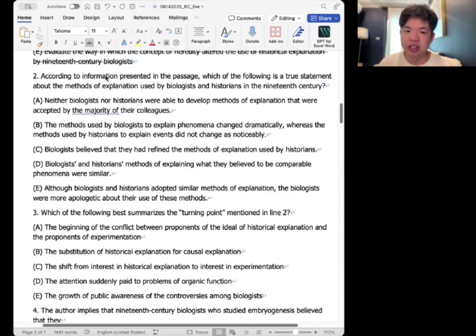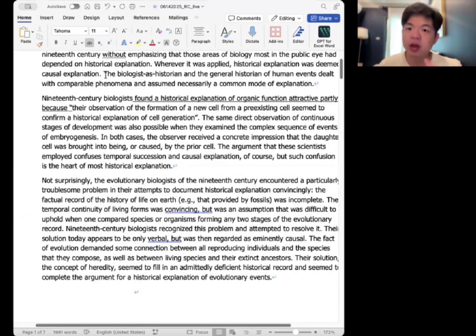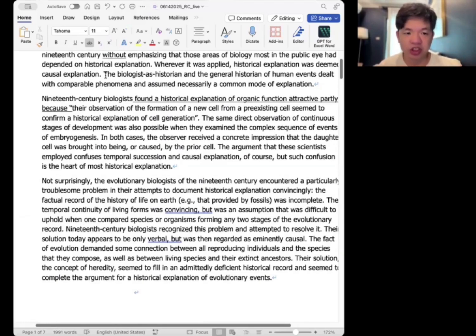According to the information in the article, which of the following belongs to 19th century biologists? Okay, and the correct statement about the way historians explain things as well. In other words, it needs to talk about both people at the same time. At this point, of course, we need to locate where this is discussed, right? You can imagine that the latter part of the article should mostly be talking about, for example, the biologists and their ideas. So where should the discussion about historians be?